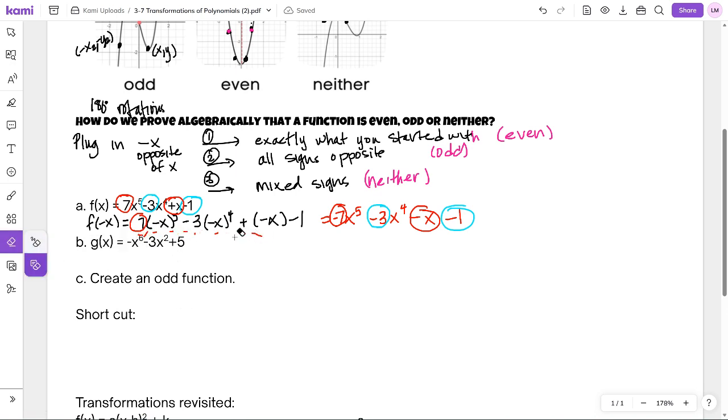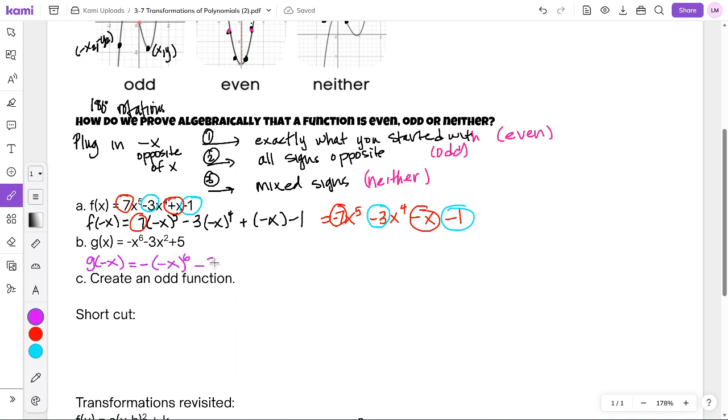All right, so I have negative x to the 6th, or the opposite of x to the 6th. So I'm going to plug in g of the opposite of x. So I have the opposite of x to the 6th, minus 3 times the opposite of x squared plus 5. All right, let's clean that up.